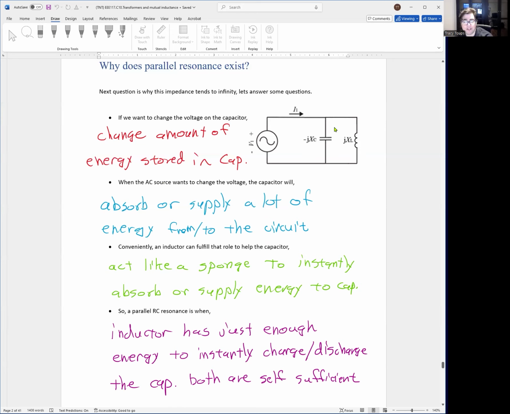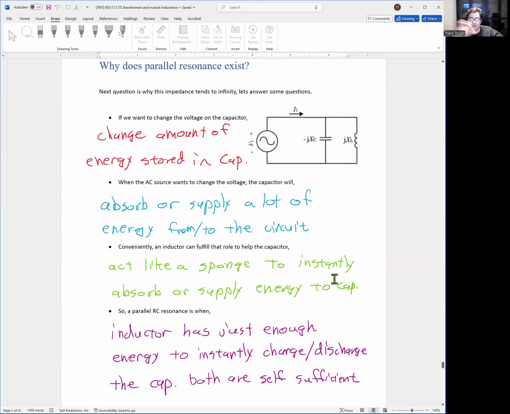Conveniently, if we need the energy, there's an inductor nearby with a magnetic field to either feed or absorb the energy that the capacitor wants. So as we try to change the voltage, instead of dumping energy into the capacitor from the source, the inductor is nearby and an inductor will dump energy into the capacitor, right? So conveniently, an inductor can fulfill the role to help the capacitor, and the inductor can act like a sponge to instantly absorb or supply energy to the capacitor.